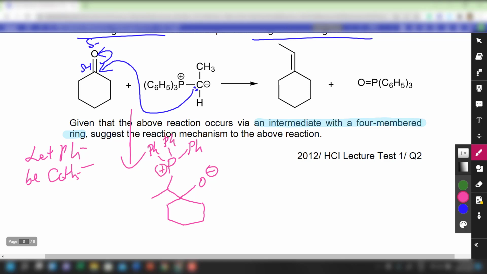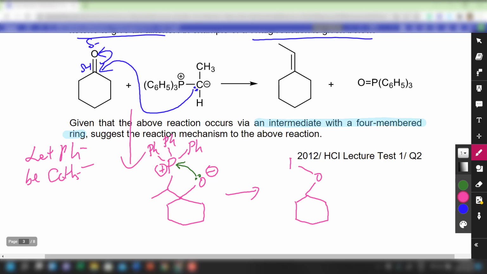Now, are you able to see the potential appearance of the 4-membered ring? Something like this. Okay, I can just close this loop, right? How do I close this loop? Simply by a Lewis acid-base reaction. So this lone pair would then attack the phosphorus. Okay, so it's as simple as that. So with that, I'm going to form the 4-membered ring. Okay, remember that it helps if you simply just follow instructions.